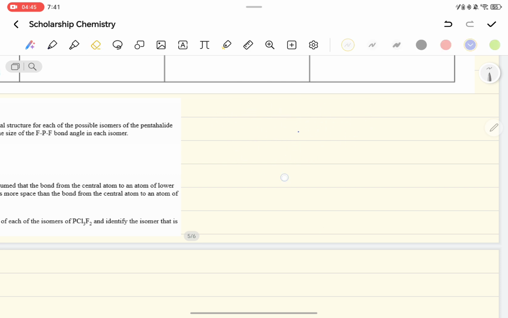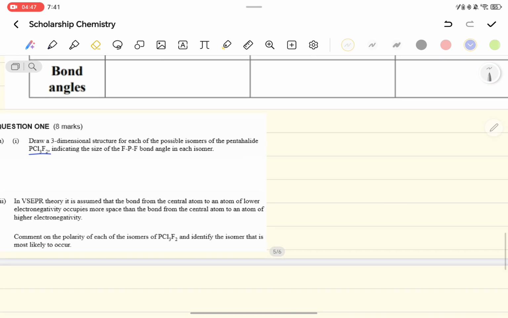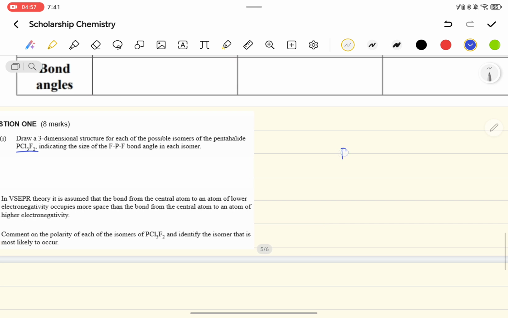Right, let's actually get into the question now. We have PCl3F2. As mentioned earlier, P is the least electronegative atom, so it will be the central atom. Now it's asking for all the possible isomers. Isomers being the same number of atoms, but different structure or bonding. So how could the two Fs and three chlorines be arranged differently around P to give different isomers?